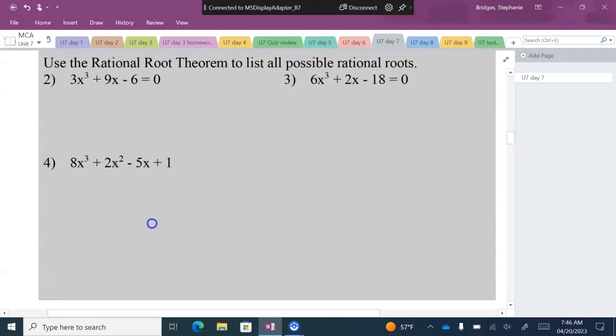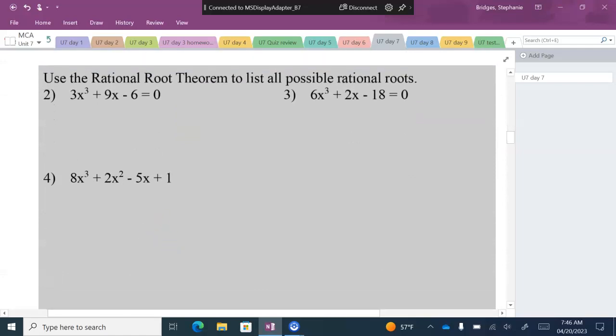All right, so we're going to do the same thing. It says list all of the possible rational roots. We're not solving them. We're not finding what the answers are, but we are listing all of the possible rational solutions. So I'm going to do number 2 with you, and then I'm going to let you try 3 and 4. So my polynomial equation is 3x to the third plus 9x minus 6.